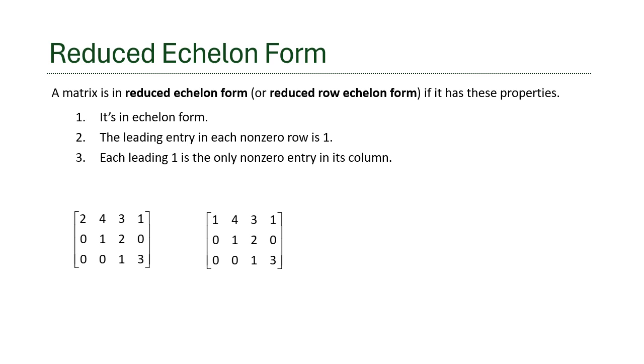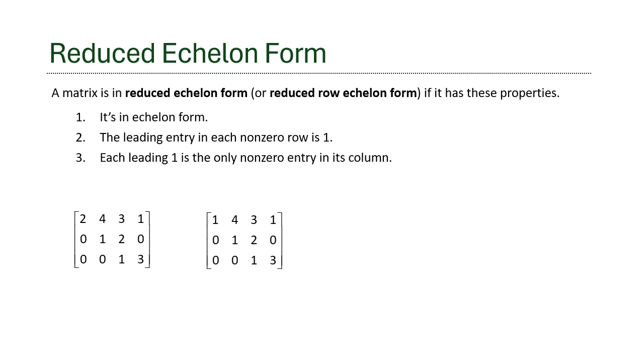So the reduced echelon form, or reduced row echelon form, has these three properties here. The first one, not surprisingly, is that the matrix is in echelon form. In addition to that, the leading entry in each non-zero row has to be 1, and each leading one is the only non-zero entry in its column.